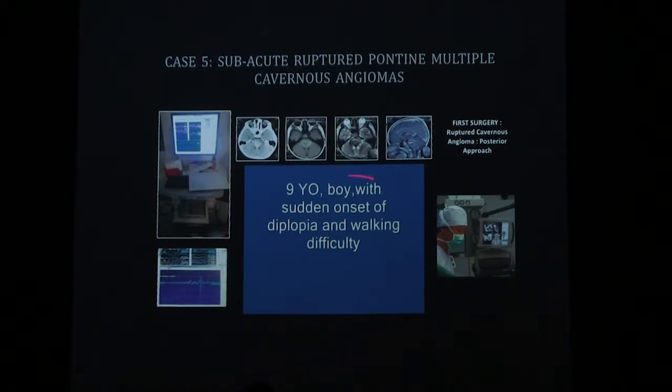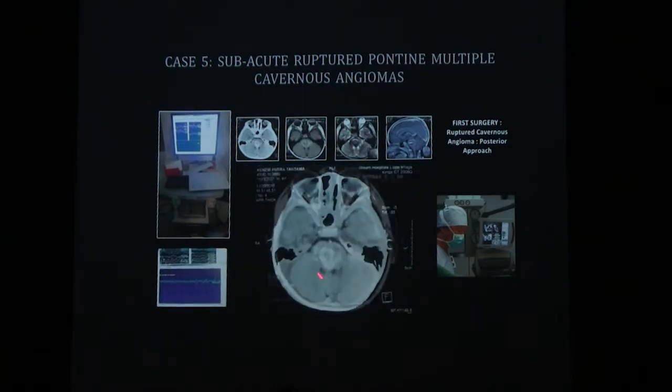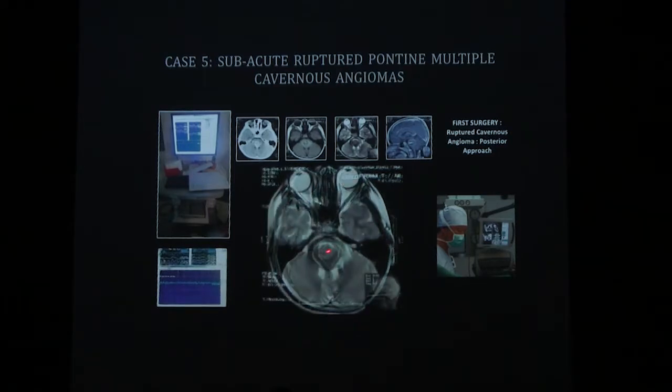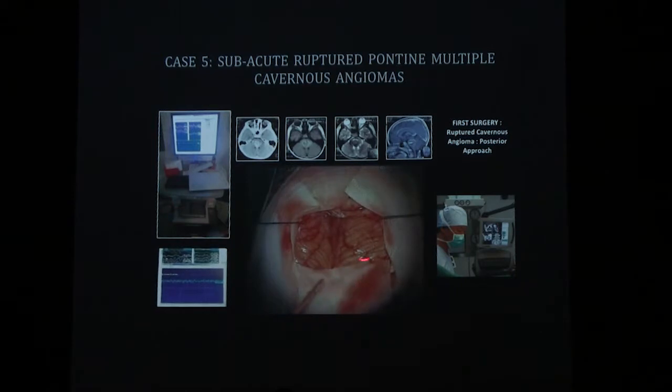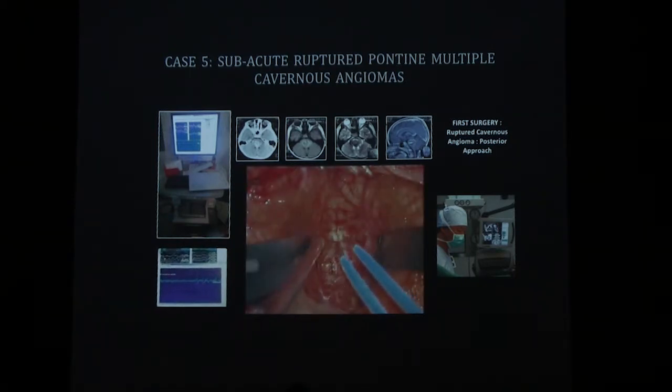This is a boy, 9 years old, with a sudden onset diplopia and walking difficulty. If you see here, I thought that there was only one ruptured cavernous angioma in the posterior pons, but there was a small one in the anterior. I did not see. But anyway, the first rupture was on the posterior side, so we decided to do, again, a posterior approach for him. You see also many layers here. So once you open from here, you will meet the cavernoma first and the hematoma outside.